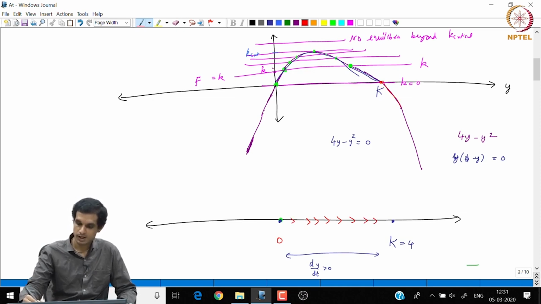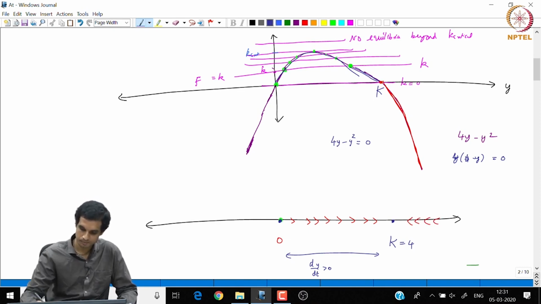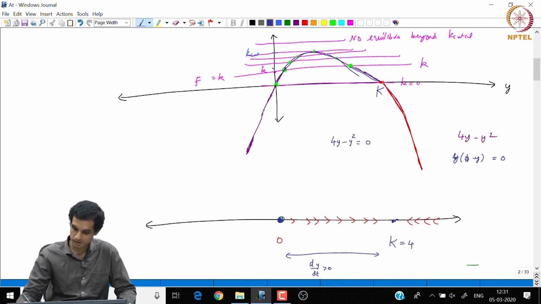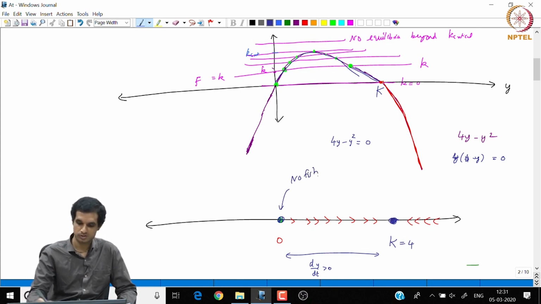Whereas, when y is beyond 4, dy by dt is negative, because dy by dt is this quadratic and this quadratic is negative, which means y decreases. So, now you see there are two equilibria, one corresponds to 0, and we know a population of 0 means there are no fish, and another equal to 4.